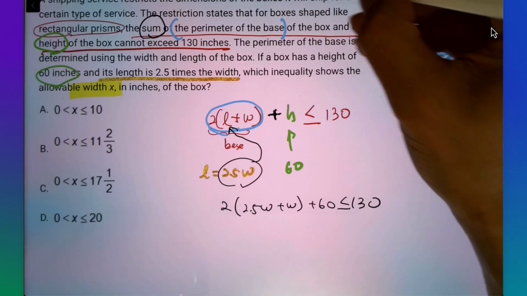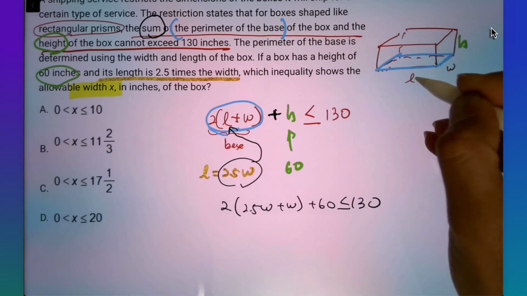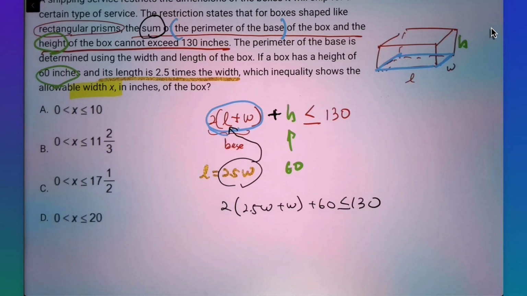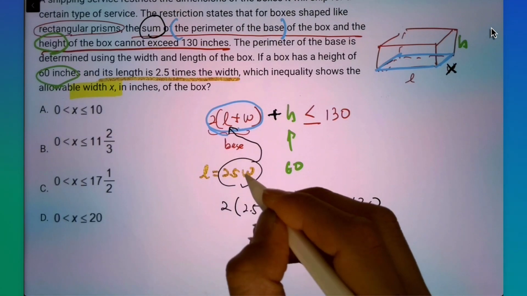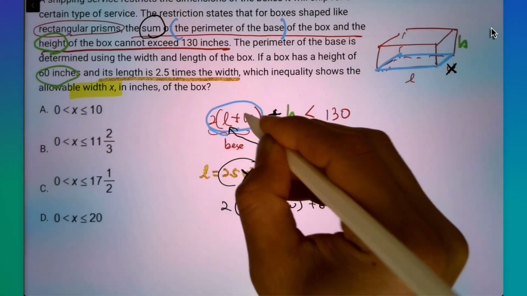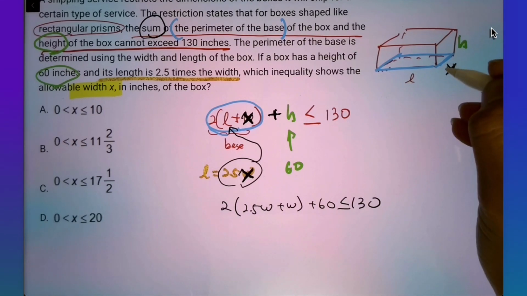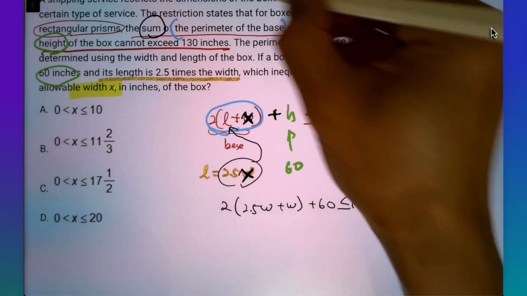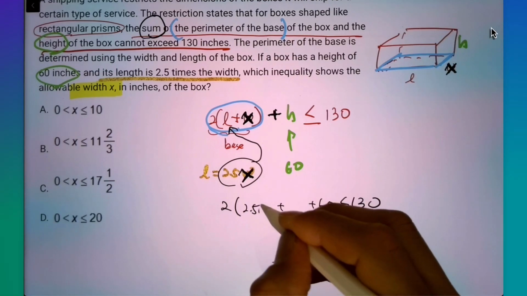So let me replace everything here. Where W is, I'm going to change it to x. It's a variable x. Let's just change all the W to x.